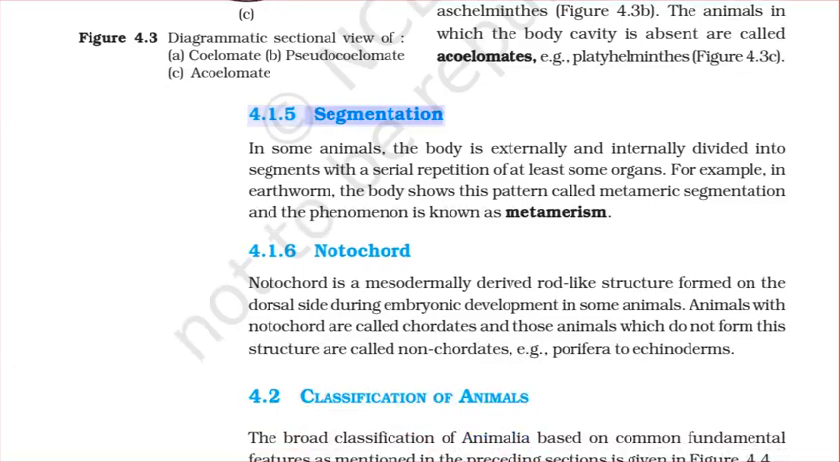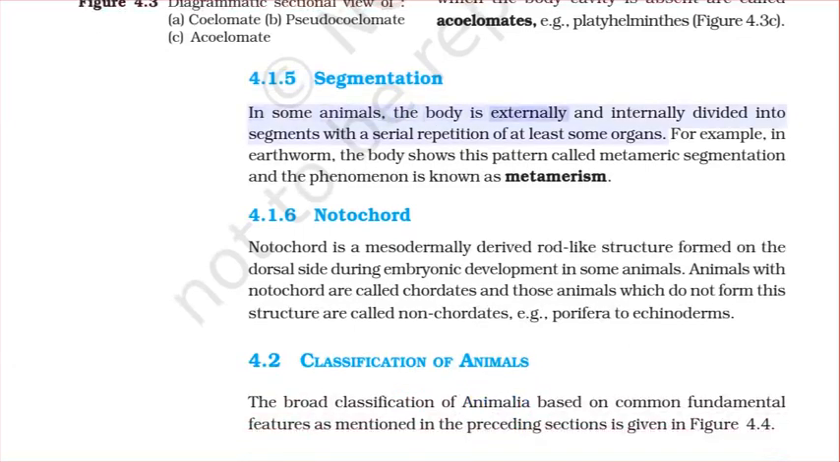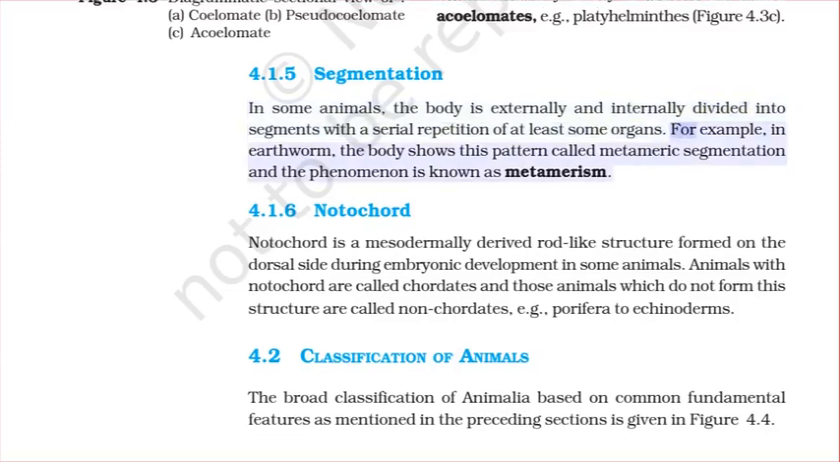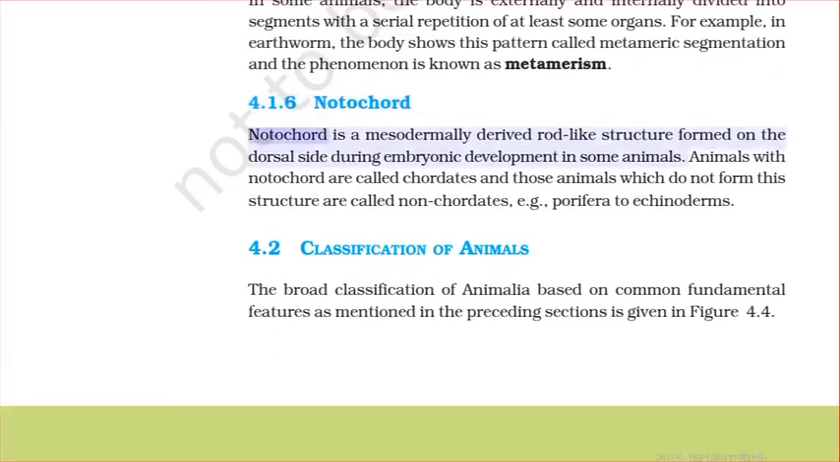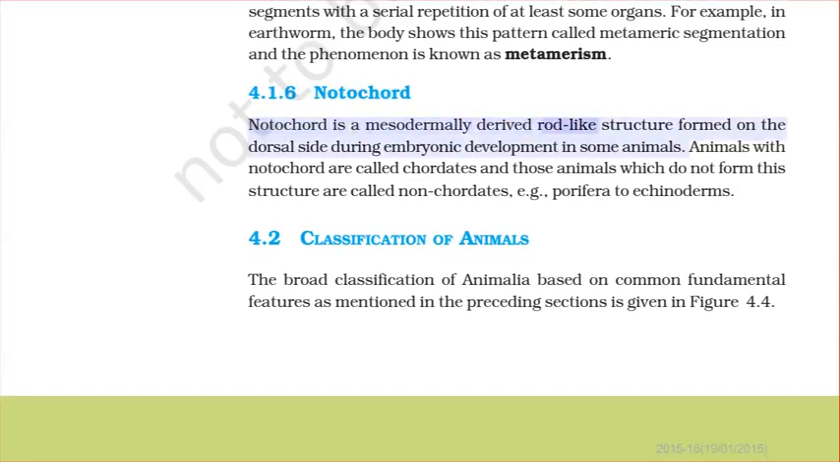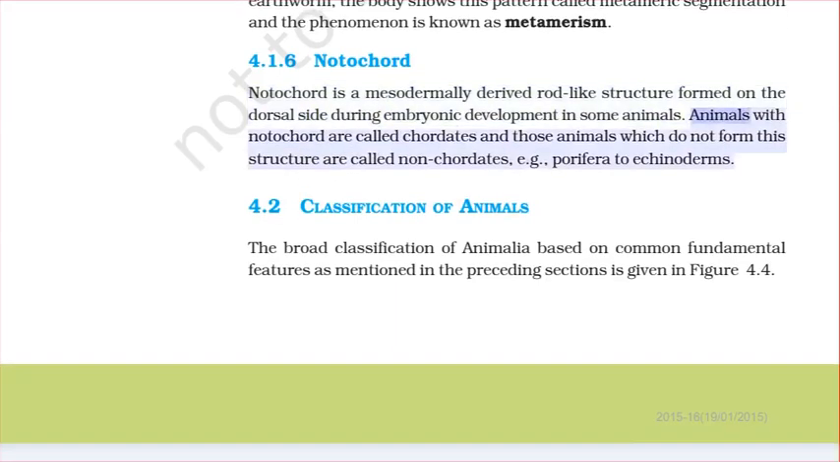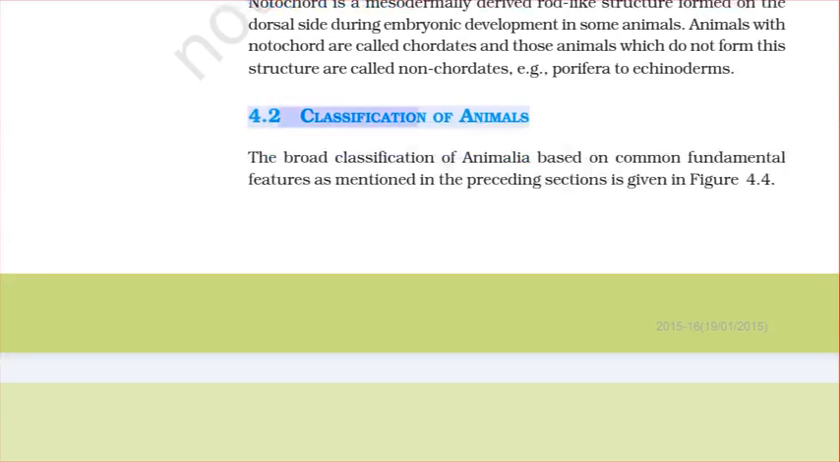4.1.5 Segmentation. In some animals, the body is externally and internally divided into segments with a serial repetition of at least some organs. For example, in earthworm, the body shows this pattern called metameric segmentation, and the phenomenon is known as metamerism. 4.1.6 Notochord. Notochord is a mesodermally derived rod-like structure formed on the dorsal side during embryonic development in some animals. Animals with notochord are called chordates, and those animals which do not form this structure are called non-chordates, e.g., Porifera to Echinoderms.